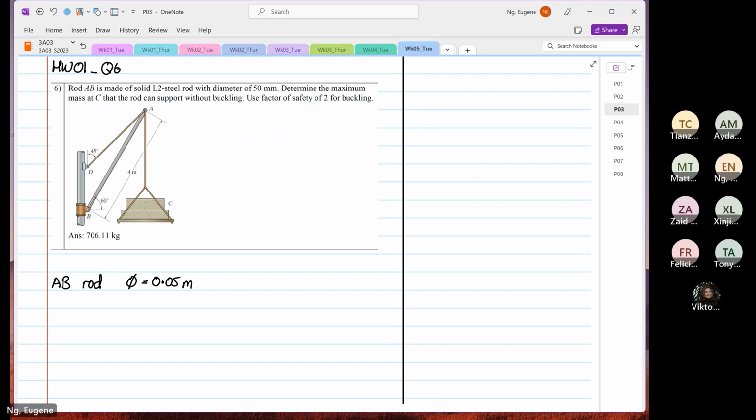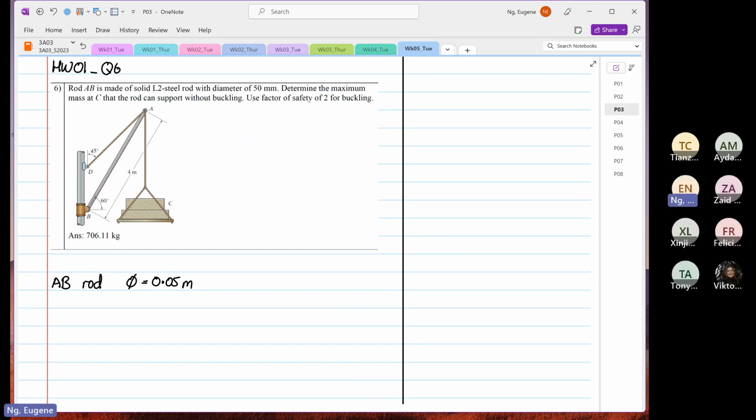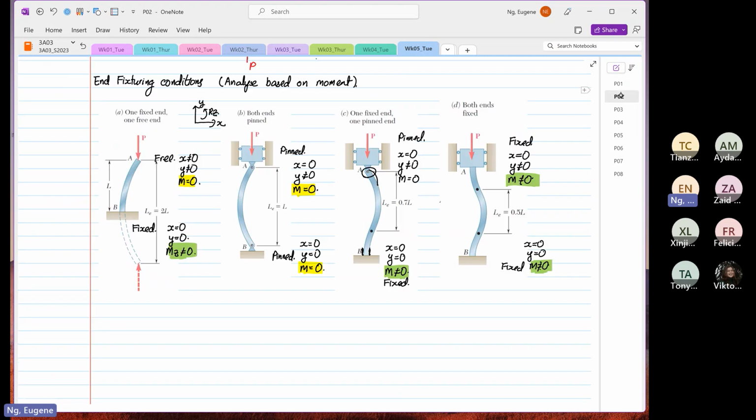Okay, so we have to find the maximum mass. This one they want mass, that's why the answer is in kilogram, and we are to use a factor of safety equal to 2. So over here we already know what factor of safety is, right? But I did not write the formula for factor of safety over here.